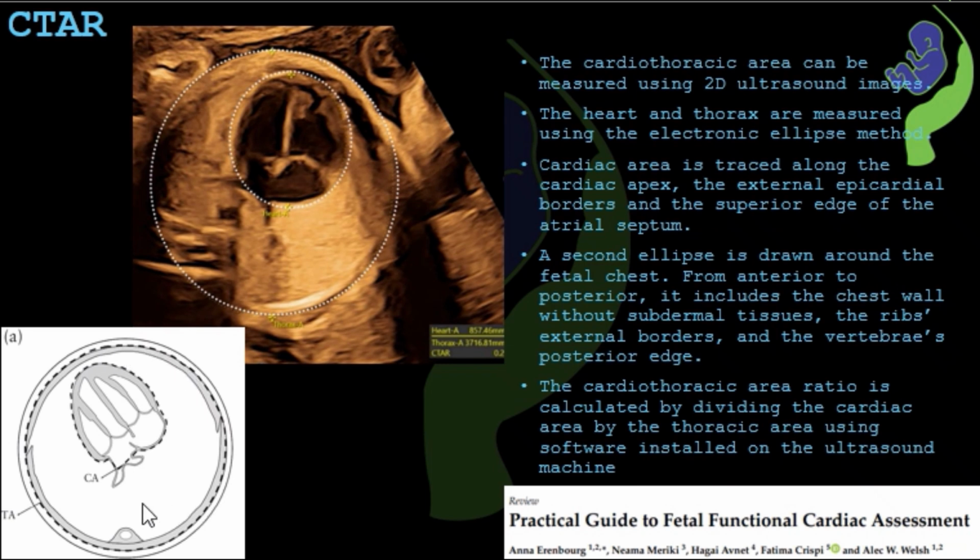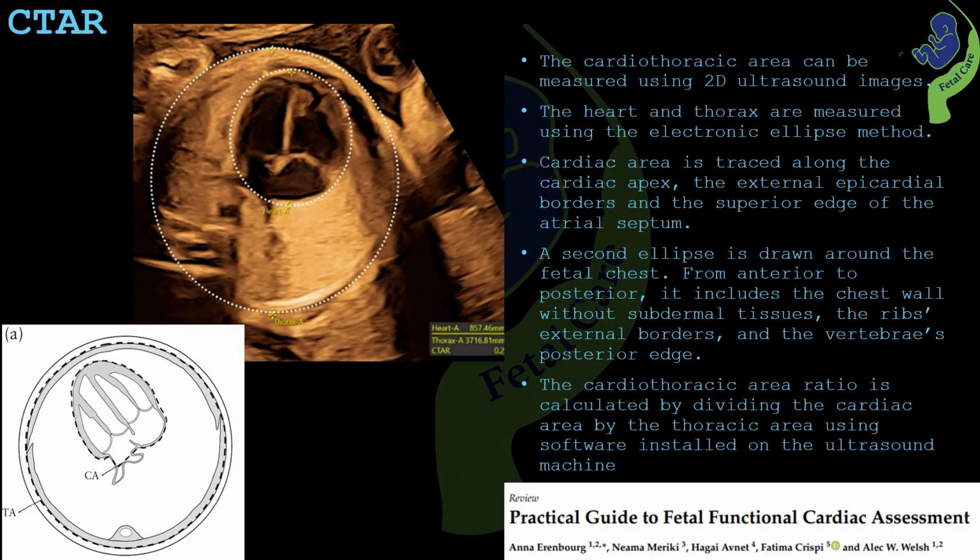wall. The next ellipse would be to measure the area of the heart, and it has to run along the epicardial borders and along the superior edge of the atrial septum. It has to go around the cardiac surface.